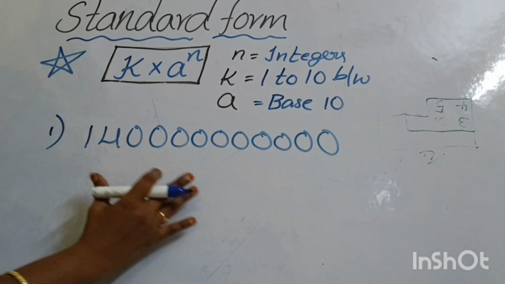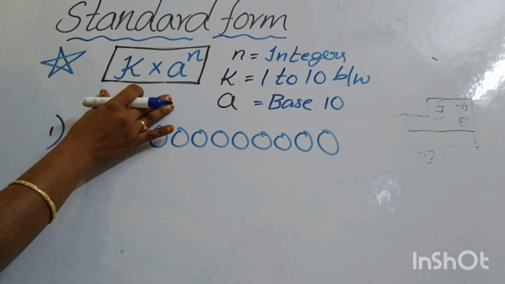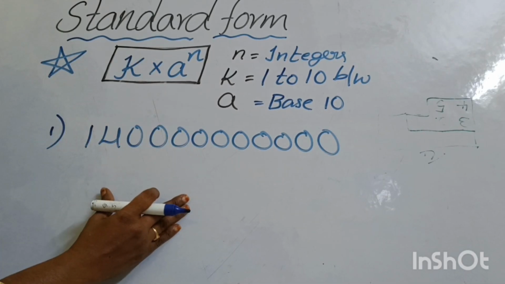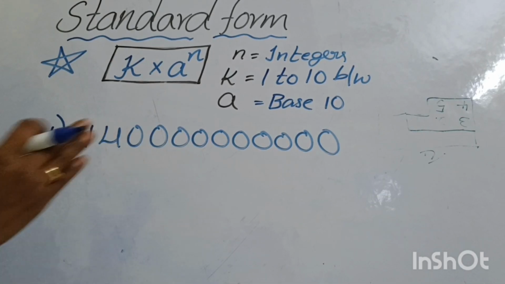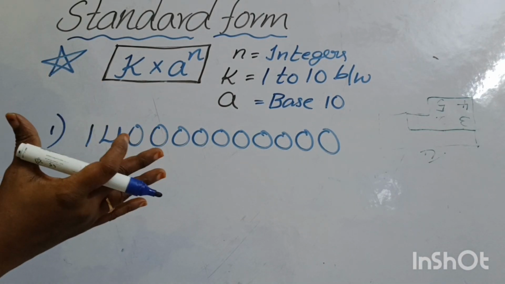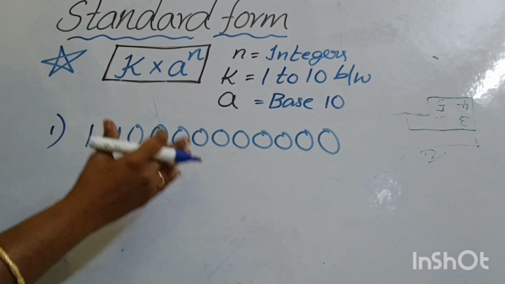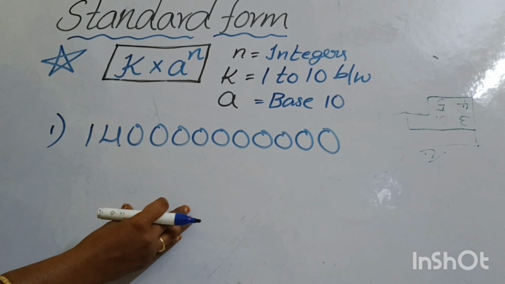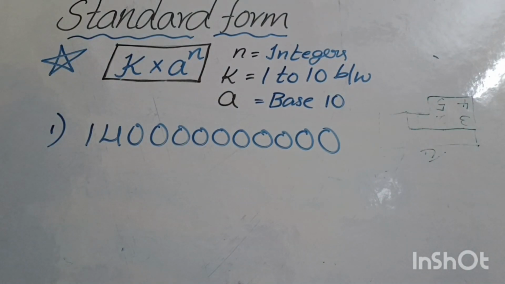If you write this into standard form like this, then it is easy for us to read, write and compare. Standard form is nothing but, children, like a short form. This much bigger number, if I write it into a short form, it's nothing but standard form. Clear? Let us see how to do this.